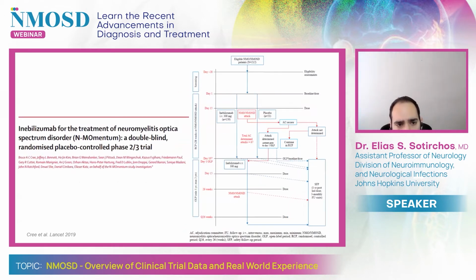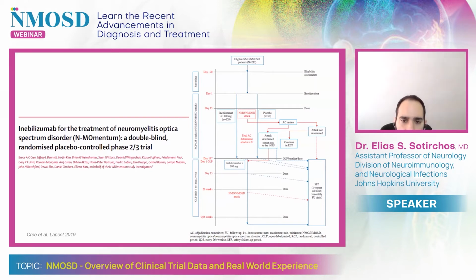Now, moving on, the trial of inebilizumab had a somewhat similar design in which patients were, again, randomized to inebilizumab or placebo. Importantly, this trial included both aquaporin 4 IgG seropositive as well as seronegative patients who fulfilled the IPND 2015 NMOSD criteria. It also employed a time-to-relapse analysis, and then an open-label stage when patients would be converted following a relapse in the double-blind treatment phase.